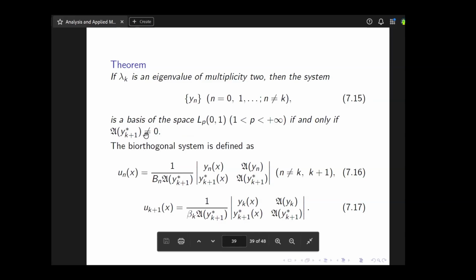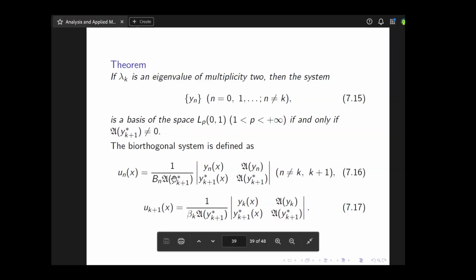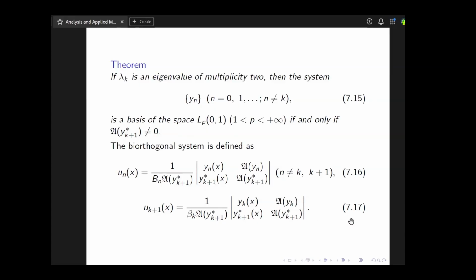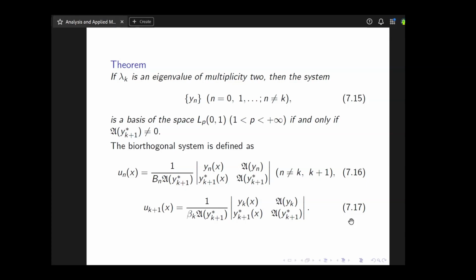And this necessary and sufficient condition is stated using that special function, y_{k+1}^*. The biorthogonal system appears here. As you can see, it is important that that denominator is different from 0. Otherwise, it will not be a biorthogonal system. It will be undefined.